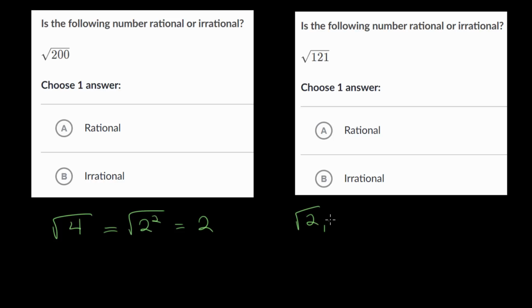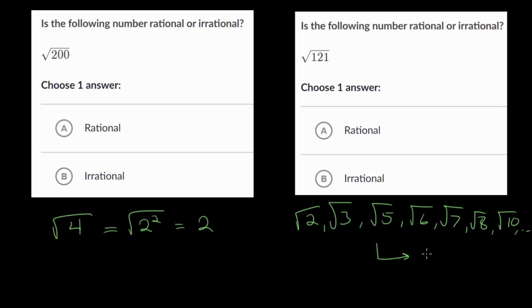So root 2, root 3, root 5, root 6, root 7, root 8, and root 10, and so on. These are all irrational numbers. They cannot be written as fractions. And in fact, if you tried to plug them into the calculator, you're going to get a decimal expansion for these. Now, because the calculator cannot go to infinity, it will have to round at some point.